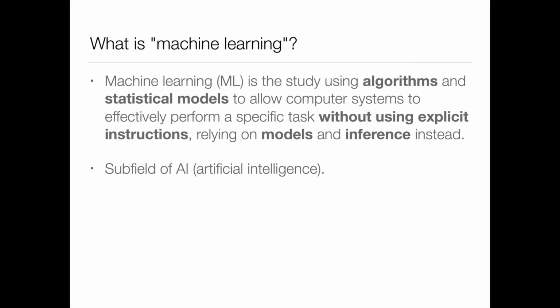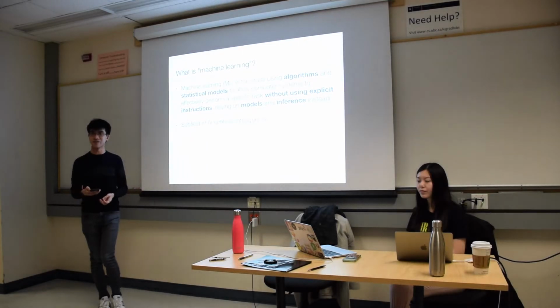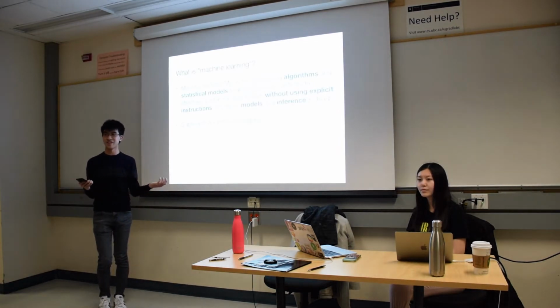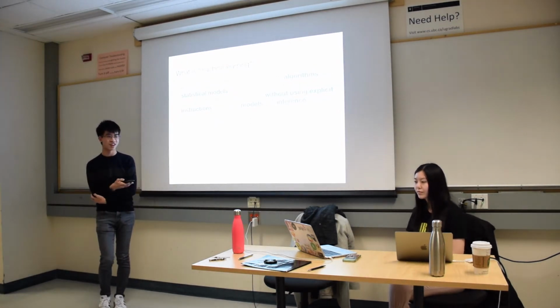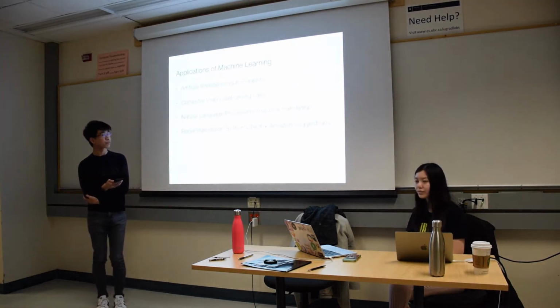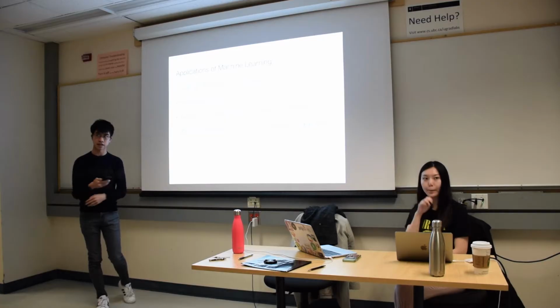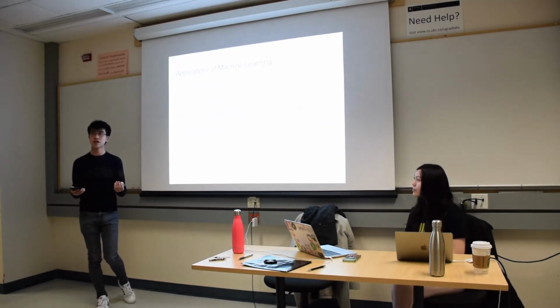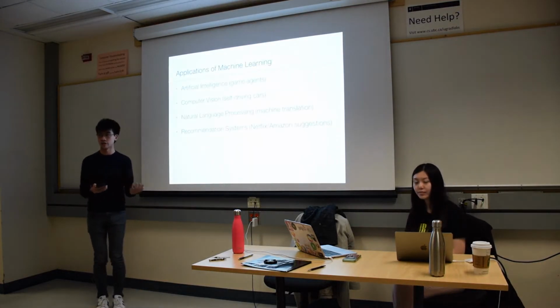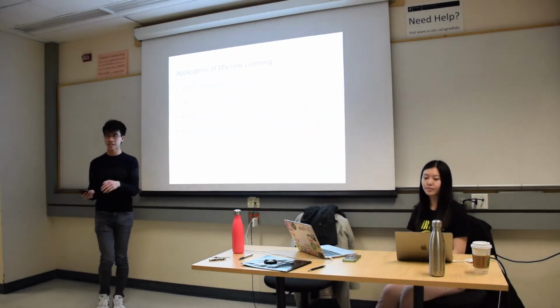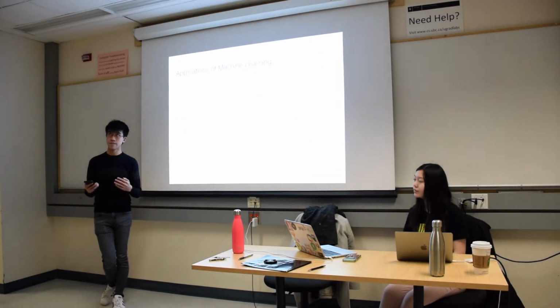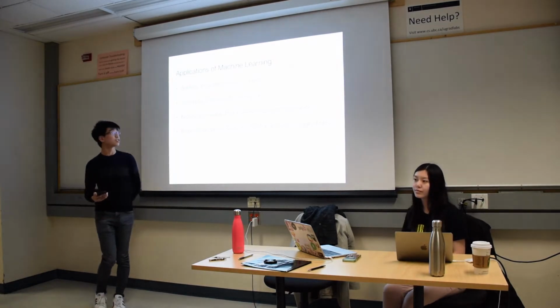So ML is a subfield of artificial intelligence. I would have loved to give a huge overview of AI, but this is a machine learning workshop, so I'll be talking about ML specifically. Some applications of machine learning, AI of course. For example, video game agents, any agents that play StarCraft 2. You might have seen in the news recently AlphaGo and AlphaZero, which plays chess. That's machine learning powered artificial intelligence.